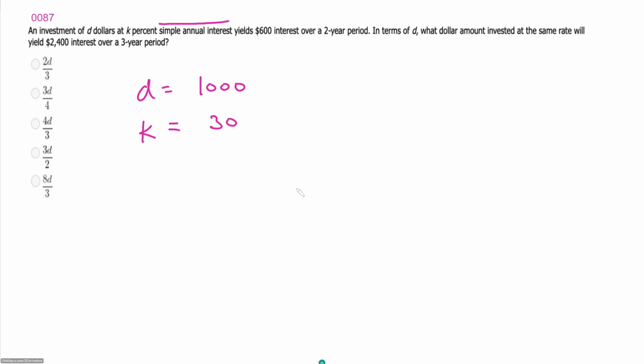In terms of D, what dollar amount invested at the same rate will yield $2,400 over a 3-year period? So at 30%, I need to get $800 a year. So I want to know how much I have to invest. Let's call that X. And when I take 30% of X, I need to get $800.